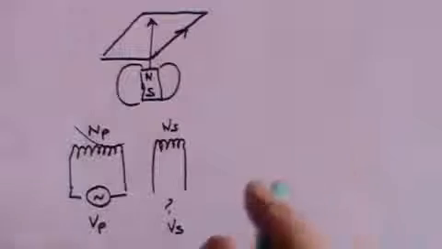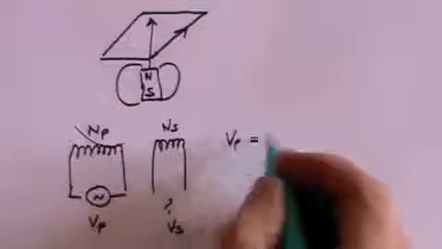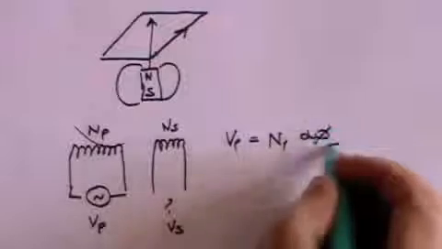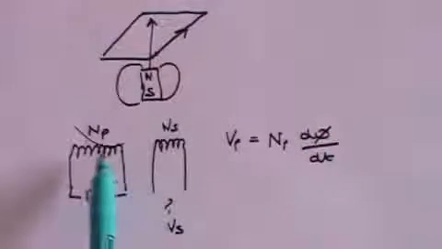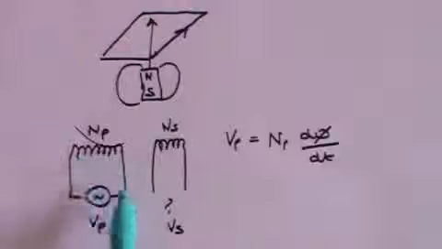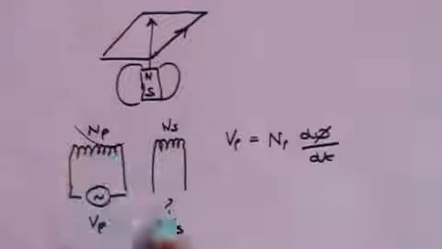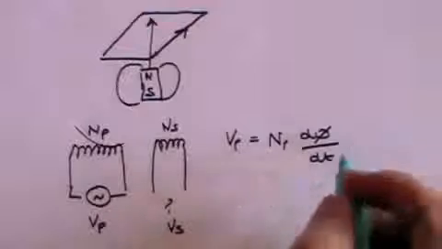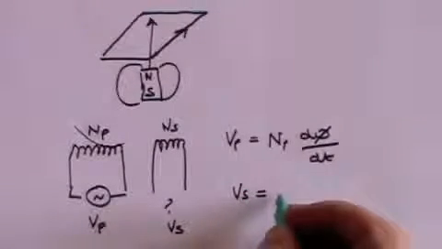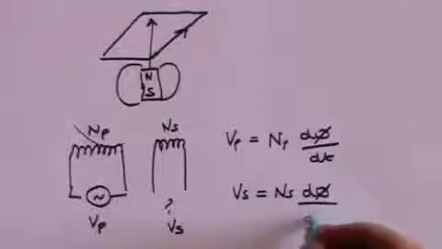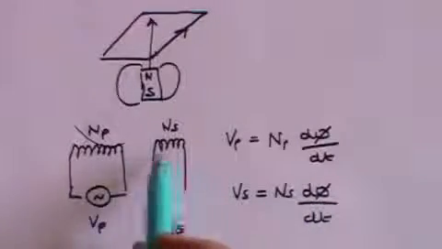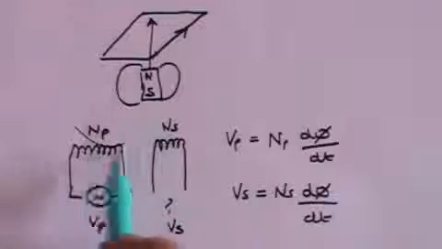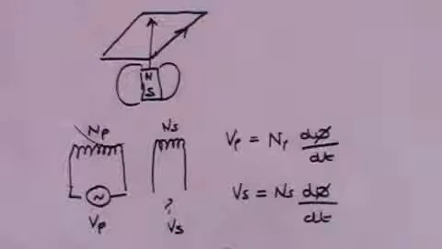Then we developed in the video on electromagnetism the formula that Vp equals Np dphi by dt, where dphi by dt is the change of flux caused by this alternating voltage. And we also said that Vs is Ns dphi by dt. It's the same rate of change of flux because both of these solenoids are experiencing the same rate of change of flux. And from that you get that Vp divided by Vs equals Np divided by Ns.